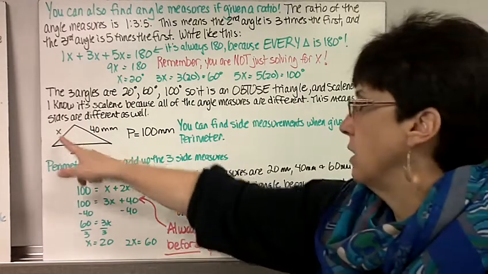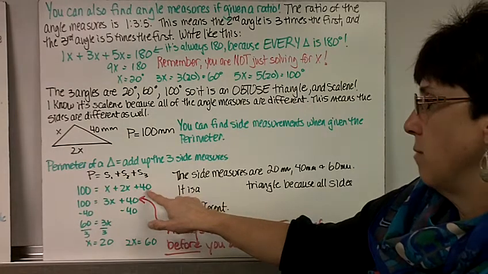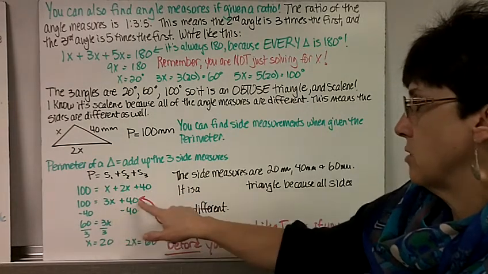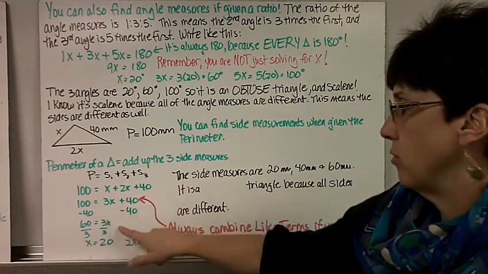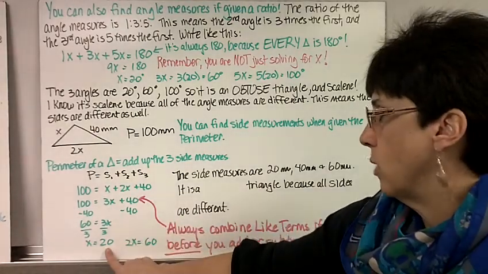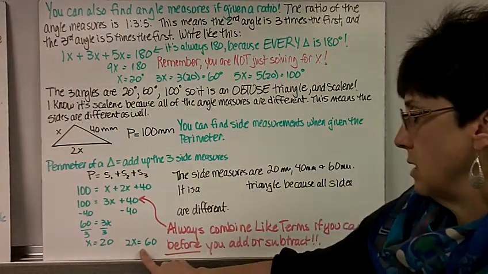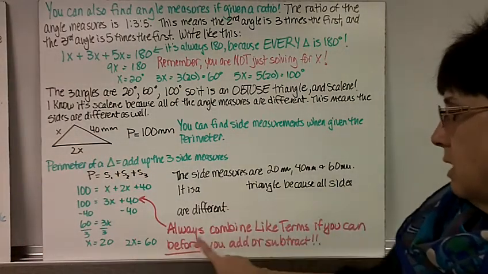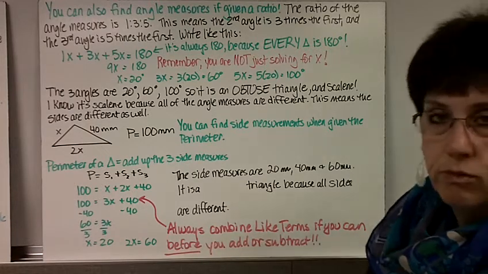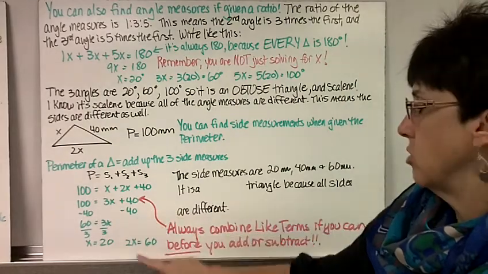So I'm just going to fill in x, 2x, and 40 and add them up, combine like terms. 3x plus 40 equals 100. Subtract 40 from both sides, isolate the variable, divide by 3, x equals 20, and 2 times x equals 60. Okay? And once again, I'm telling you, always combine your like terms before you add or subtract. People have been making a lot of mistakes in that. I don't want you to do that, okay?